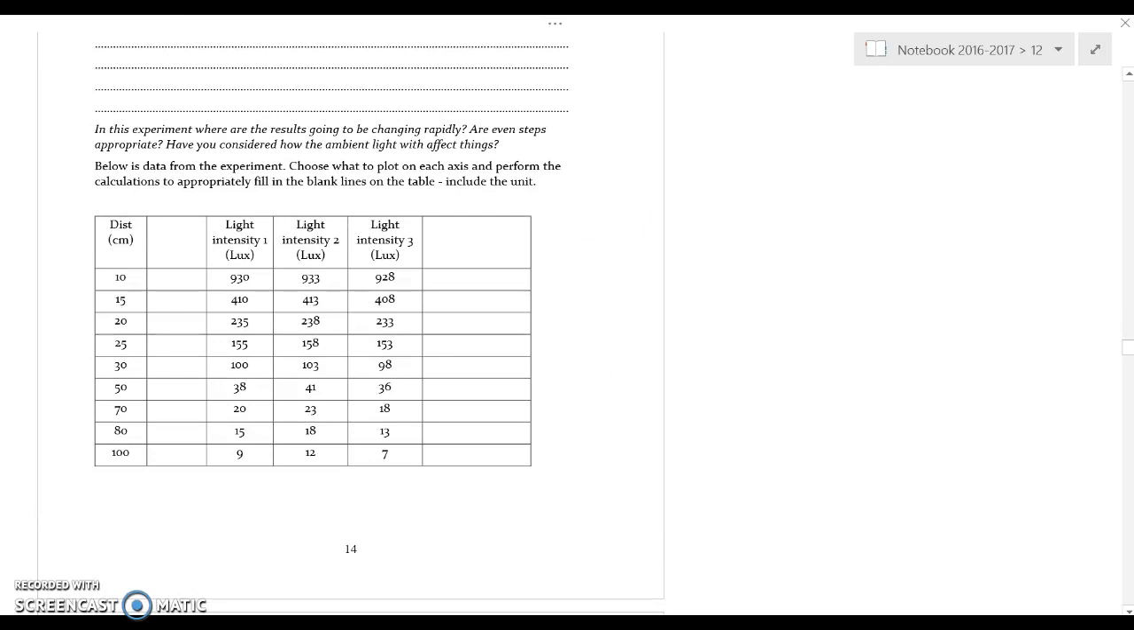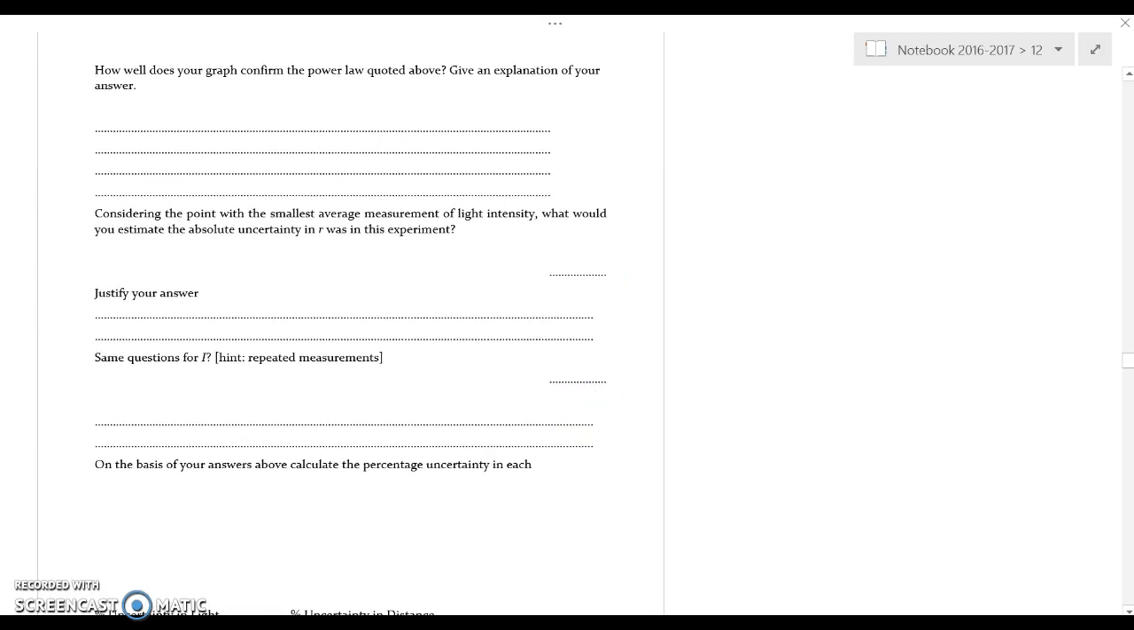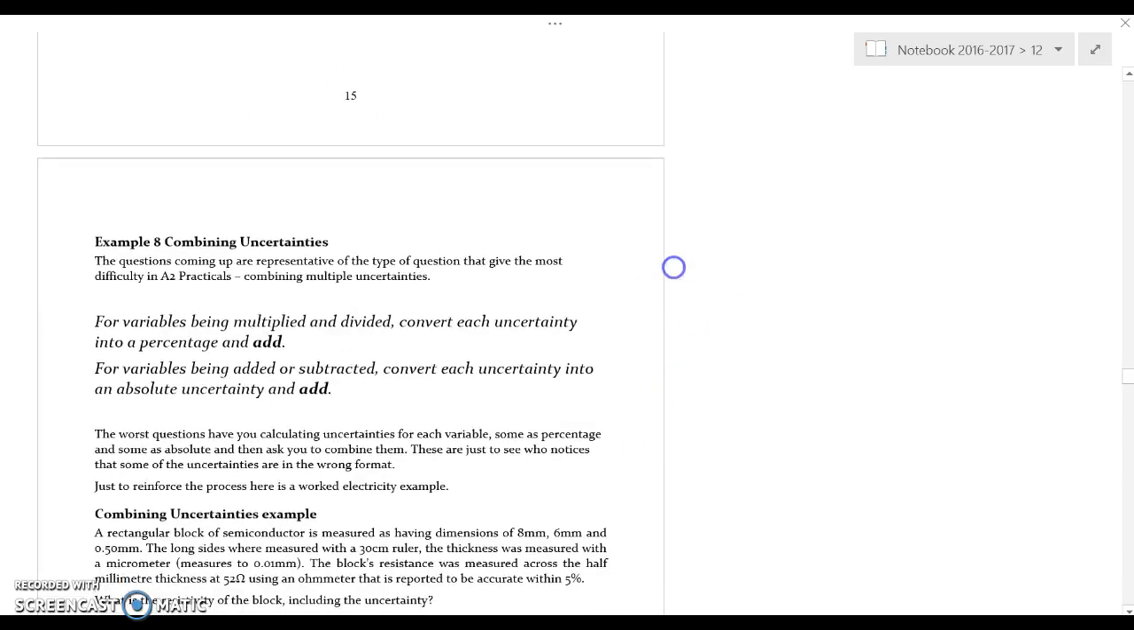Then there's some data. You can manipulate this data in order to see whether you can prove this equation or not. And then you're going to plot a graph and see whether this power law, this equation, is correct or not. You're following a similar procedure to do this as in all the previous questions you've done. There are some other things to think about here also.